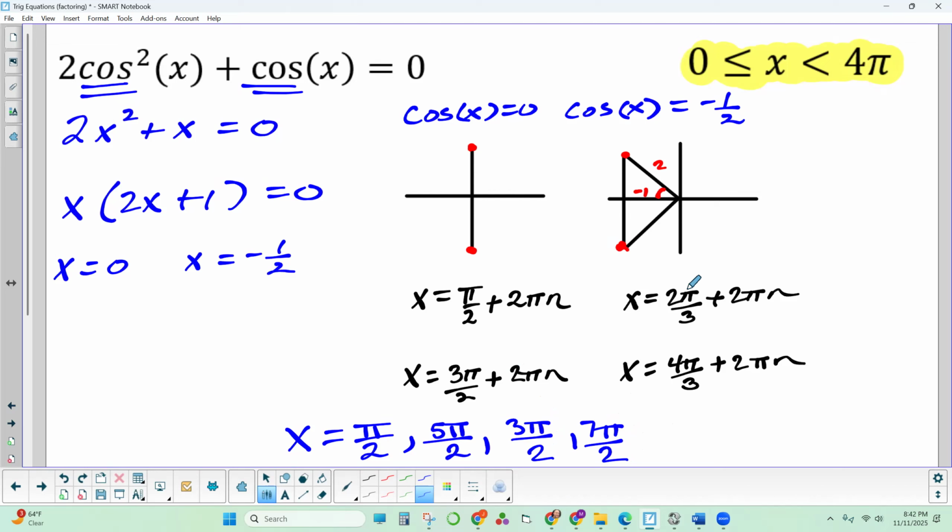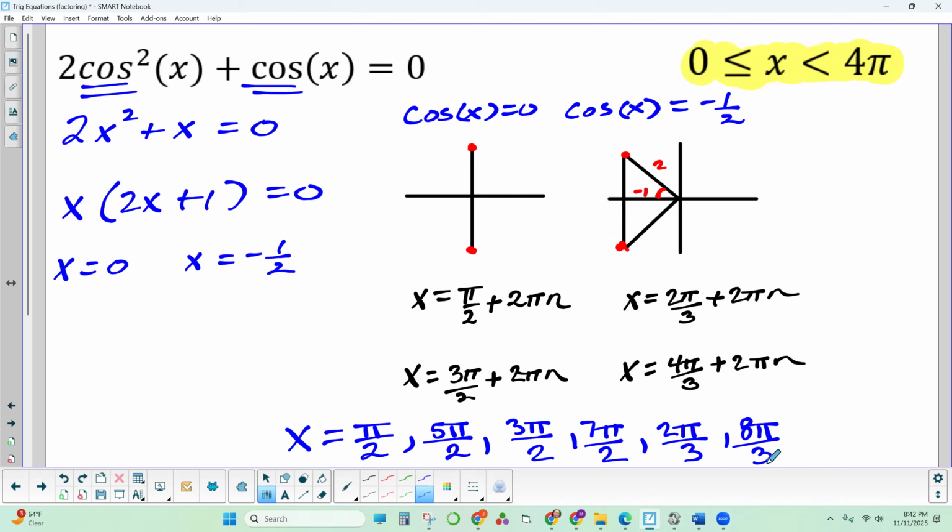So I'm going to go to my next angle, which is 2 pi over 3. And 2 pi over 3 does lie in the interval. And if I add 2 pi to that, I will get 8 pi over 3.